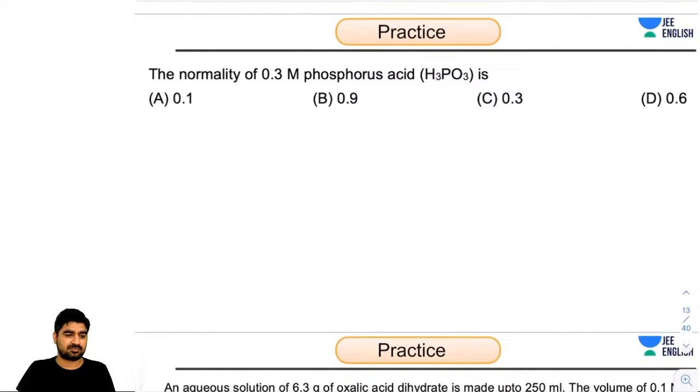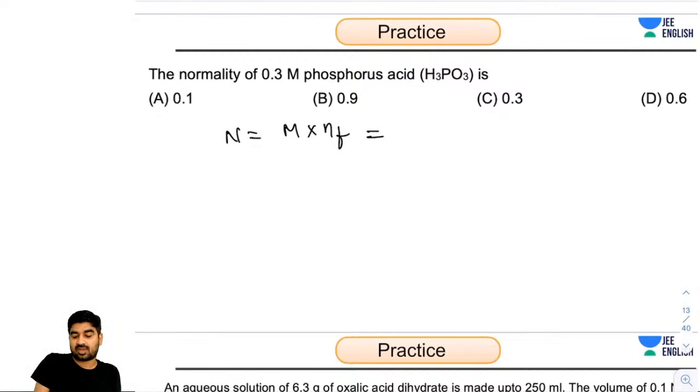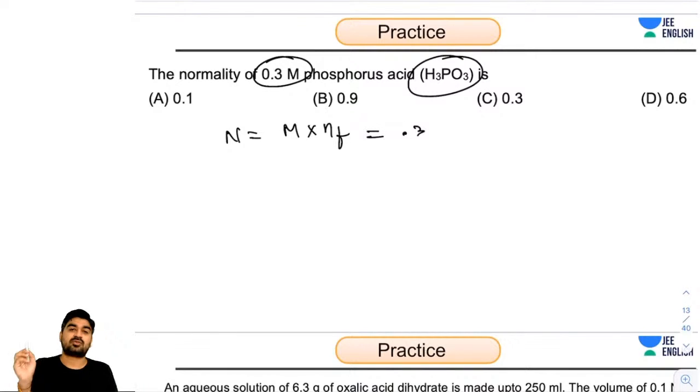Amy says option D. So guys, let's see. Is there anyone else who has done it? Yes, guys. So now normality will be equal to molarity into n factor. So molarity is 0.3. What is the n factor for H3PO3, guys? Just calculate its n factor.